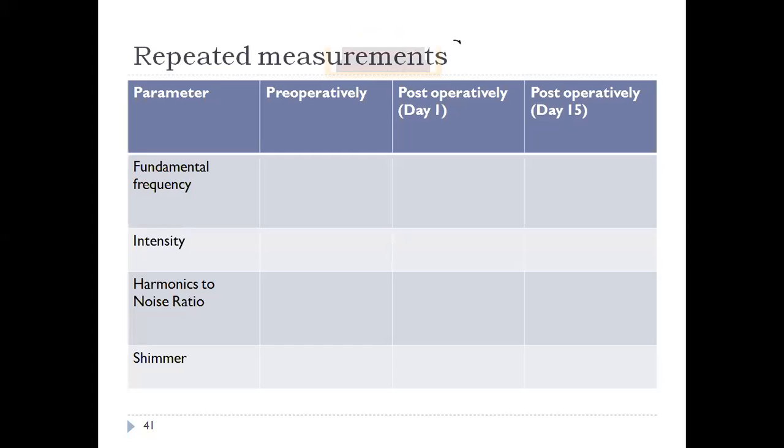Now, suppose it involves collecting repeated measurements. Suppose I am assessing voice prior to any surgery and what happened to the voice after the surgery. So I have a list of parameters such as fundamental frequency, intensity, harmonics to noise ratio, and shimmer. I should record each of these measurements. As per the study protocol, I want to assess these parameters preoperatively, first day postoperatively, and then the 15th day postoperatively. So I have to create a table so that I can fill in repeated measurements.